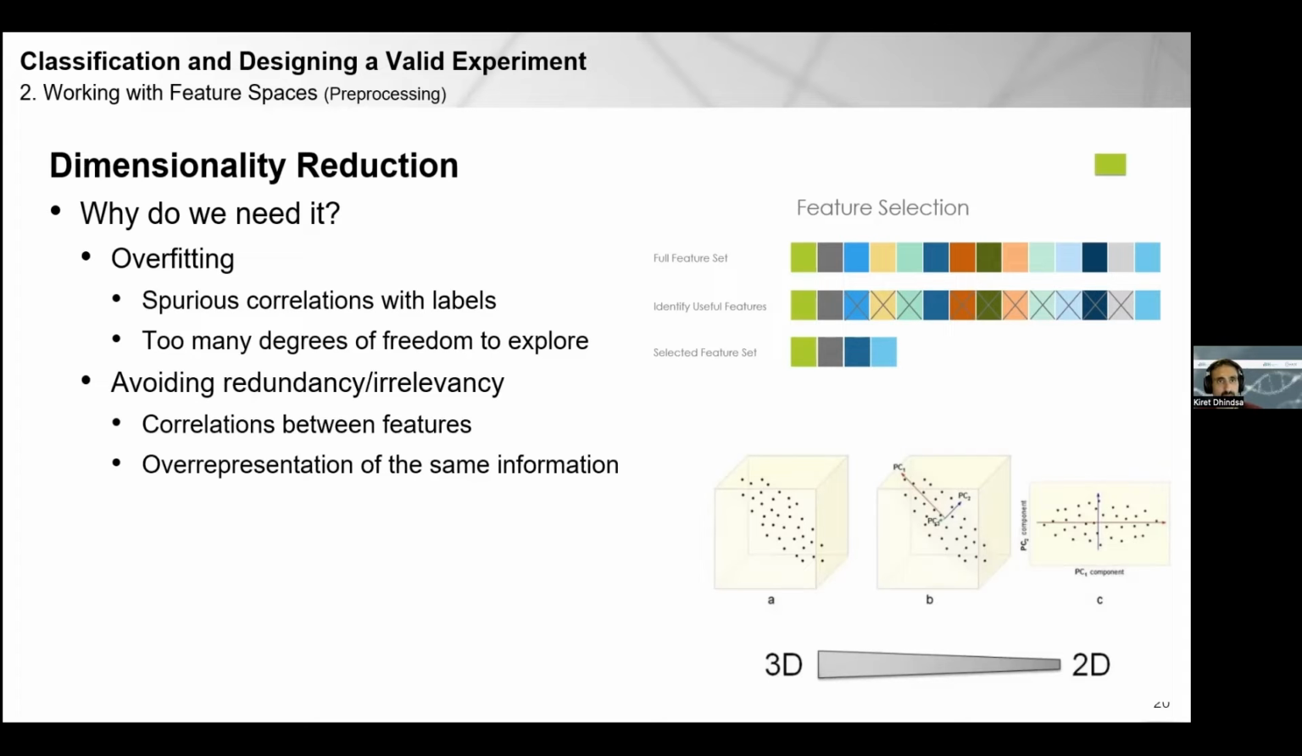The other issue when it comes to high dimensionality in our input space is that we end up with a lot of redundancy and irrelevancy in our input variables. So when we have high correlations between features, for example, these features may contain the same information, and then we get overrepresentation of the same information within the model.